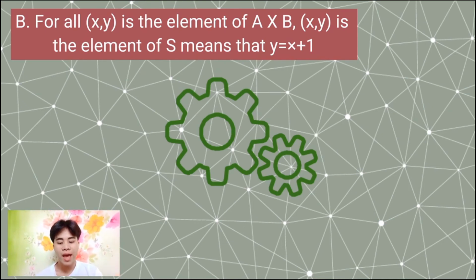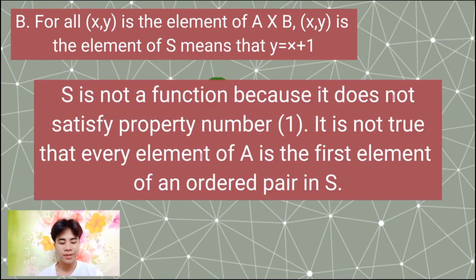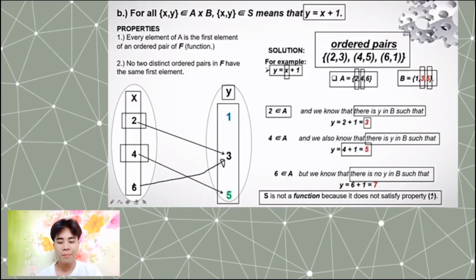So, the answer is S is not a function because it does not satisfy property number 1. It is not true that every element of A is the first element of an ordered pair in S. So, for example, 6 is an element of A but there is no y in B such that y is equal to 6 plus 1, which is 7. So, you can also see this graphically by drawing the arrow diagram.